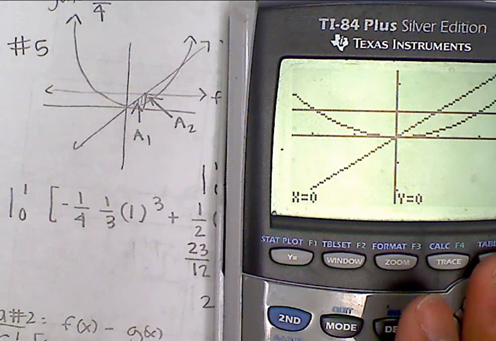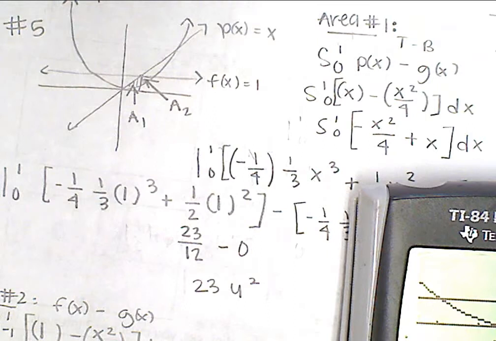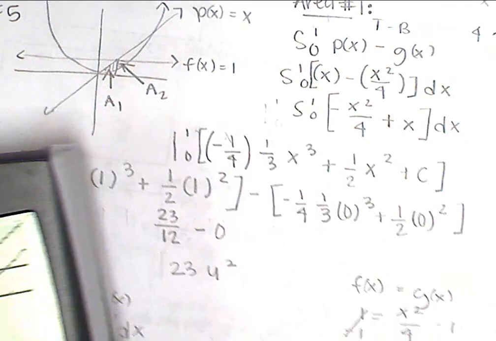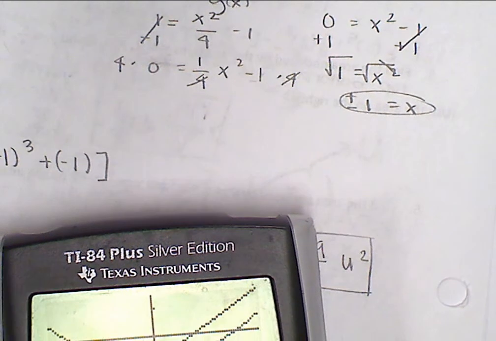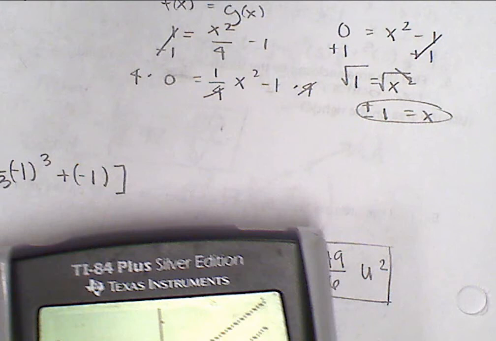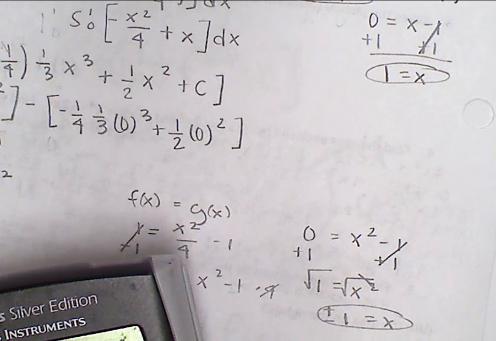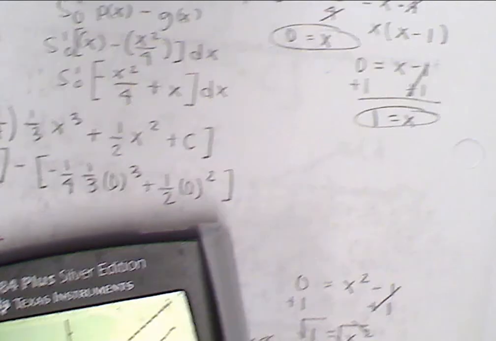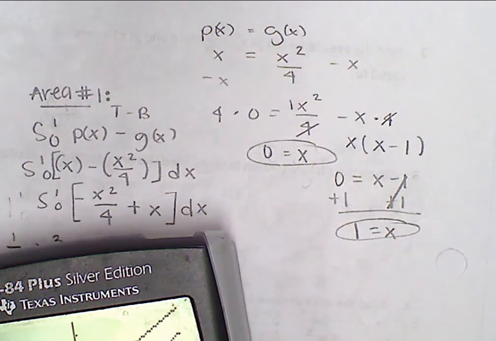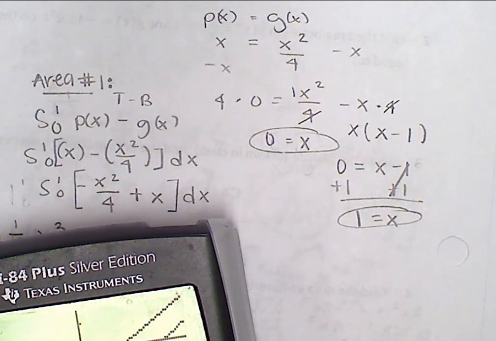So, what was the intersection point, Stephanie? Okay, right here. You got positive and negative 1? So you use positive 1. And also, all right, x equals 0. Alright, so you subtracted x from both sides. Okay, alright.